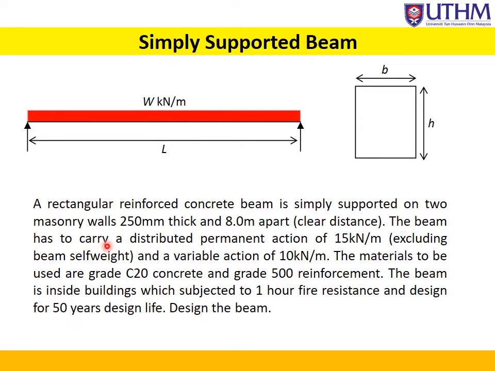The beam has to carry a distributed permanent action of 15 kN per meter, excluding beam self-weight, and variable action of 10 kN per meter. The material to be used is grade C20 concrete and grade 500 reinforcement. The beam is inside a building which is subjected to 1 hour fire resistance and designed for a 50-year design life. Design the beam.